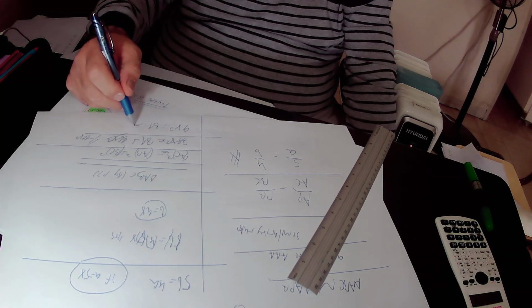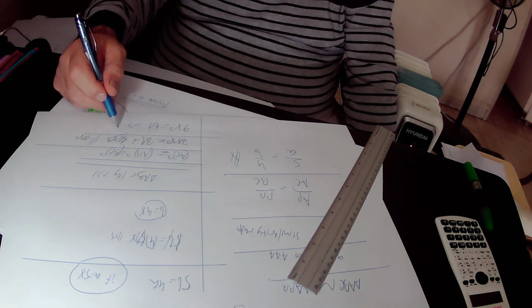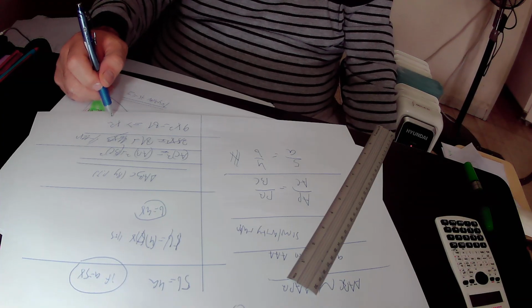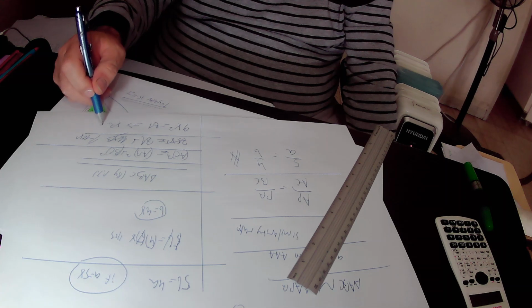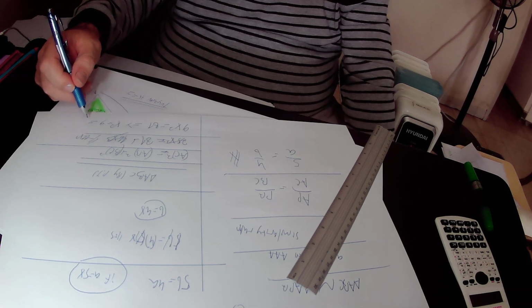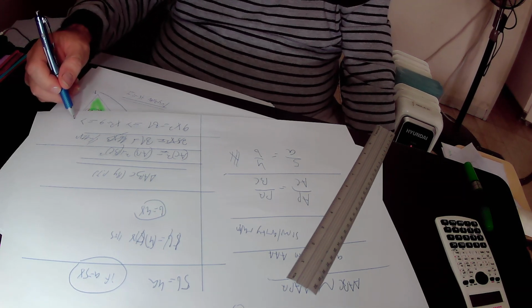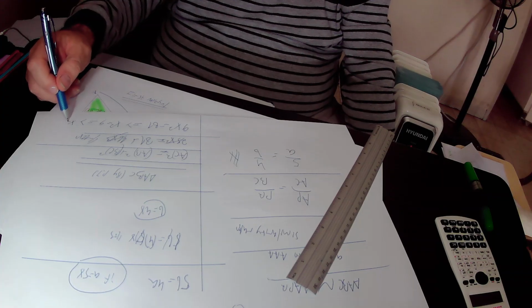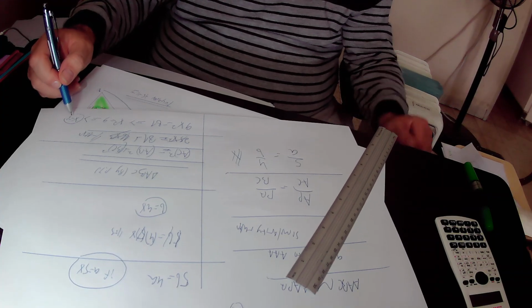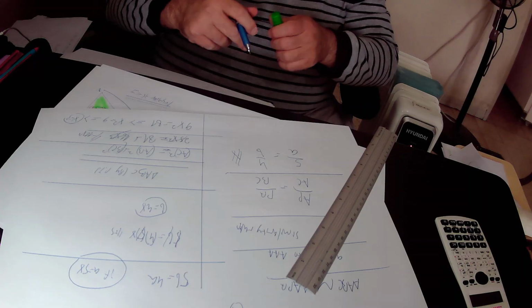Here we divide this equation by 9. We get that x squared equals 81 over 9, which is 9. x squared equals 9. Here we take the square root of this equation. We get that x equals the square root of 9, that is 3. So we found out that x equals 3.